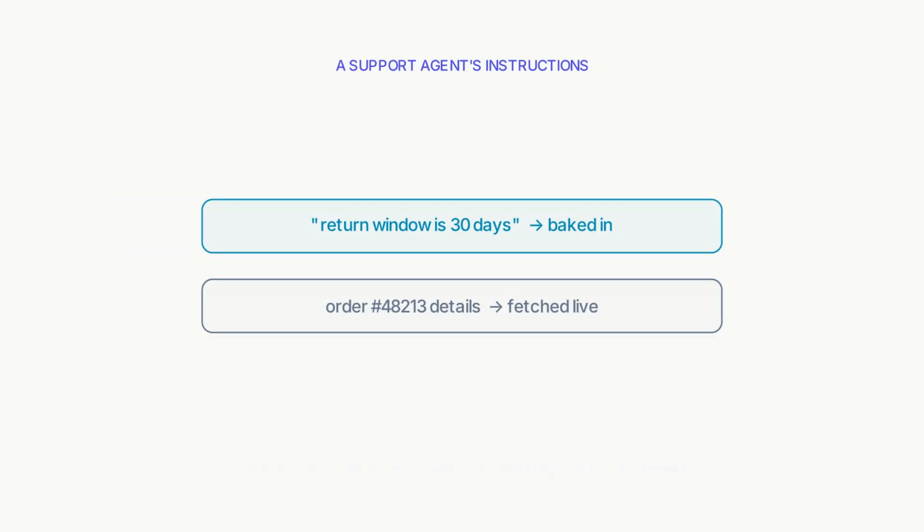A support agent's instructions might say, you can look up any order with the order tool and our return window is 30 days. The 30 days is baked in because it's always true. The specific order details are fetched live only when needed. Small stable facts written down, big changing facts retrieved. That division is the heart of good context design. So the model can now act and it knows its essential facts. 2 layers left and they shape not what it says but how it says it.